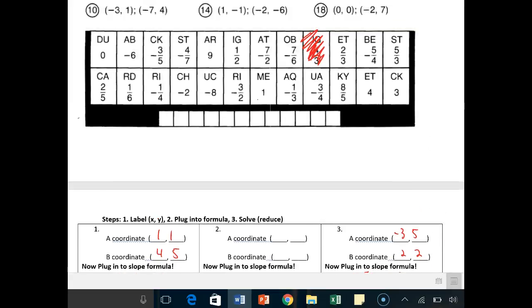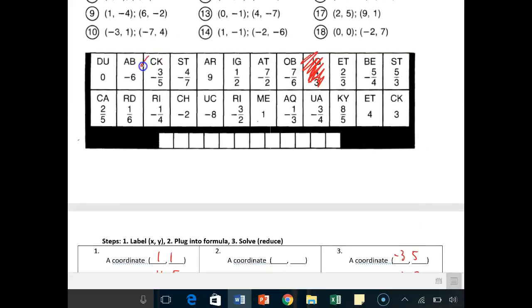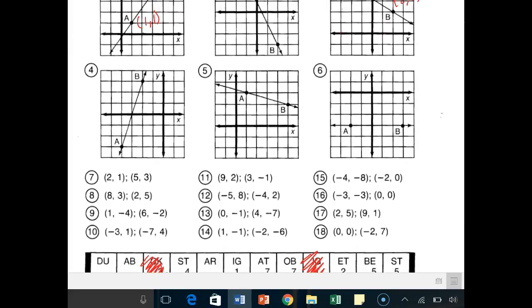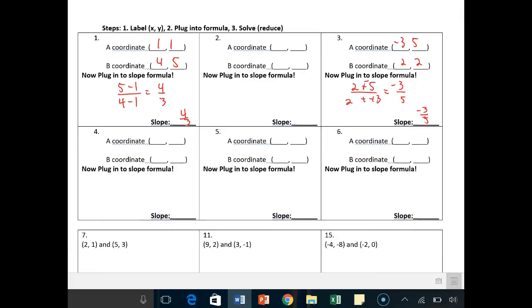So now you're going to go ahead and look here. We get negative 3 over 5. It's right there. So cross off CK. All right, I'll do one more with you. I'll do number 5. I move right 1 time and up 1, 2, 3 times. So 1, comma 3. And then I move right 1, 2, 3, 4, 5 times and up 2. 5, comma 2. So 1, comma 3 and 5, comma 2 on number 5.